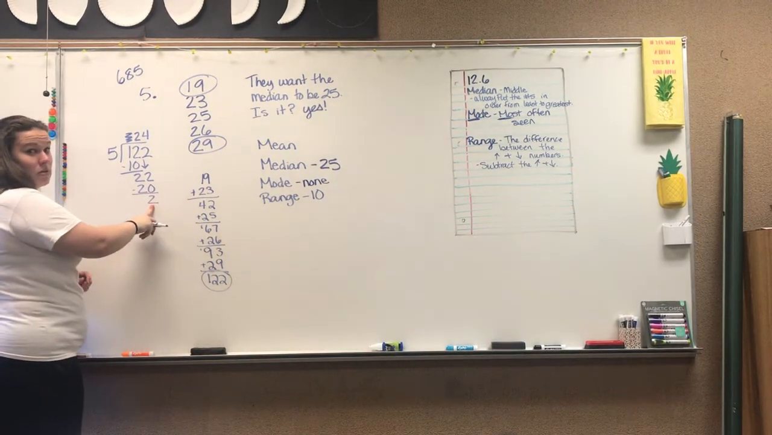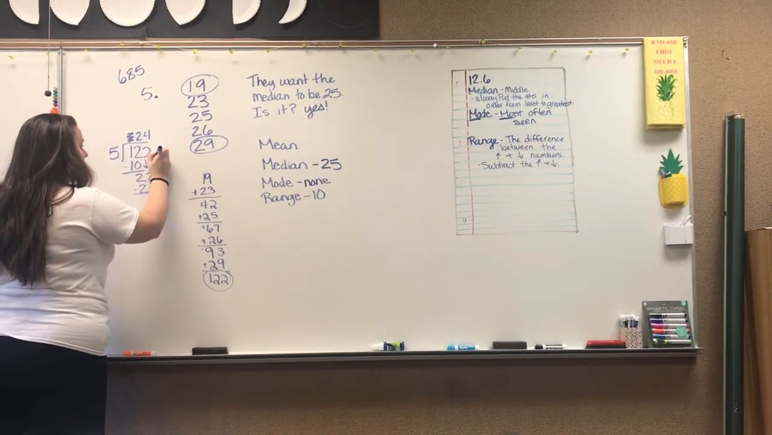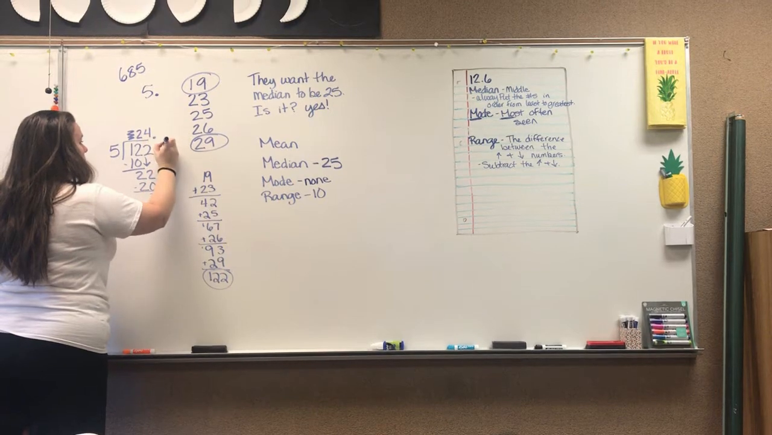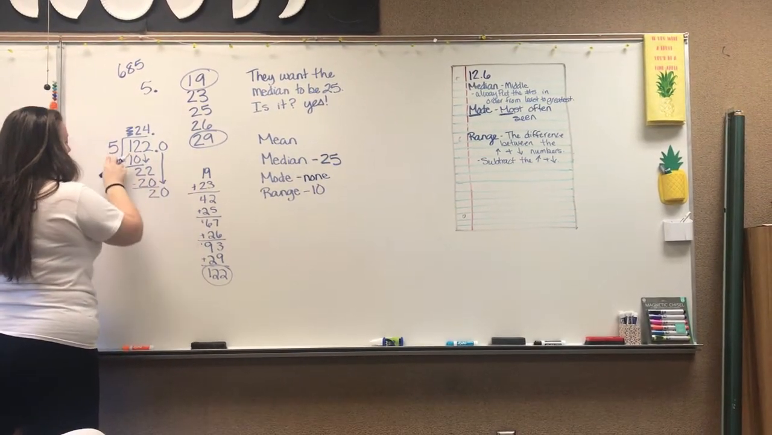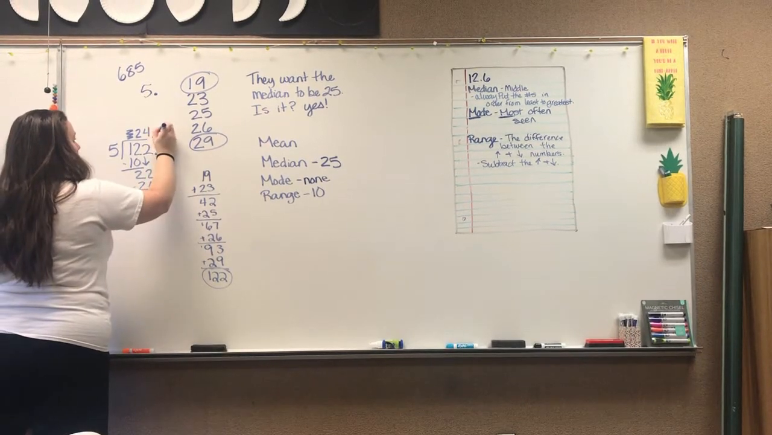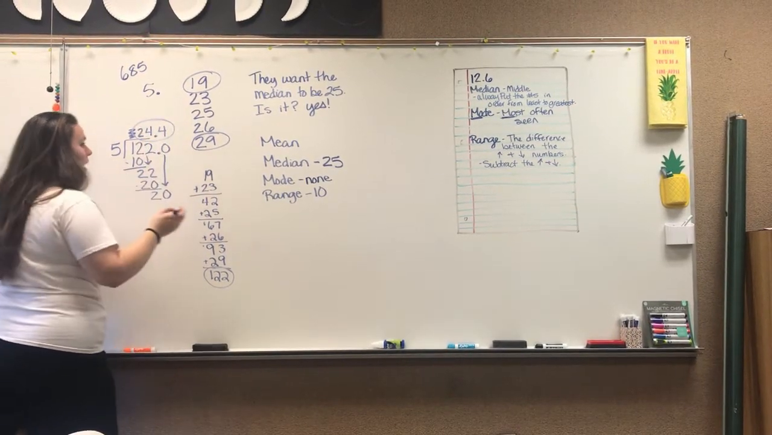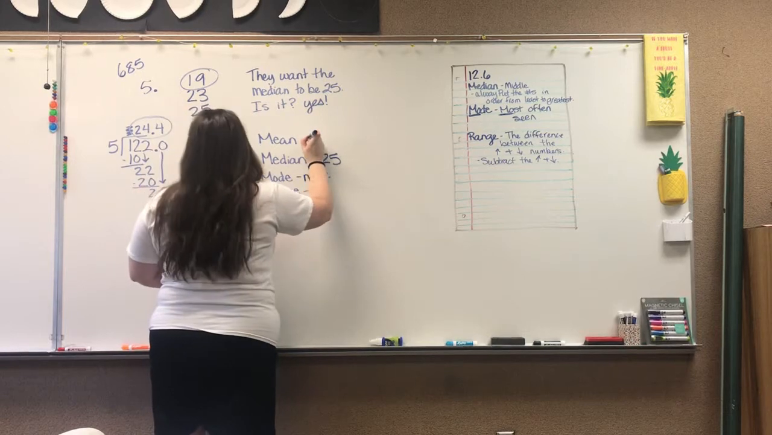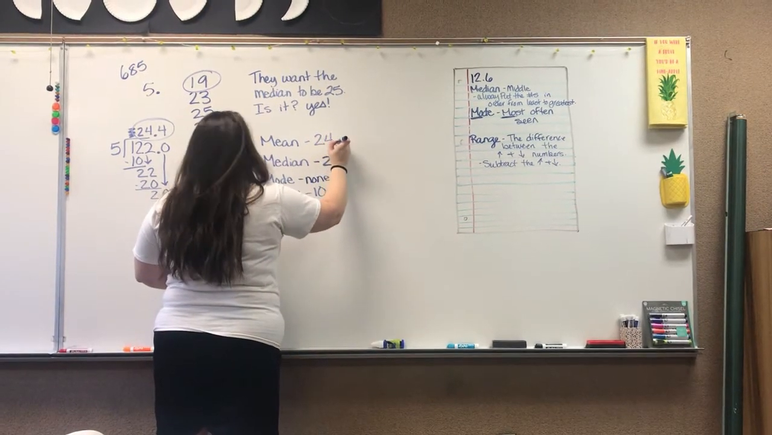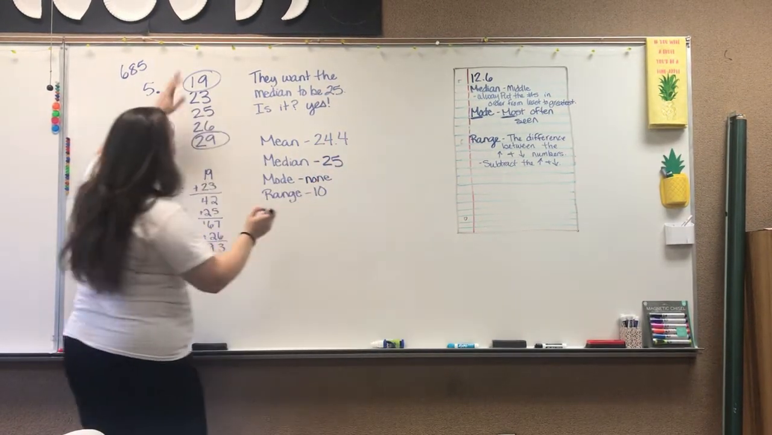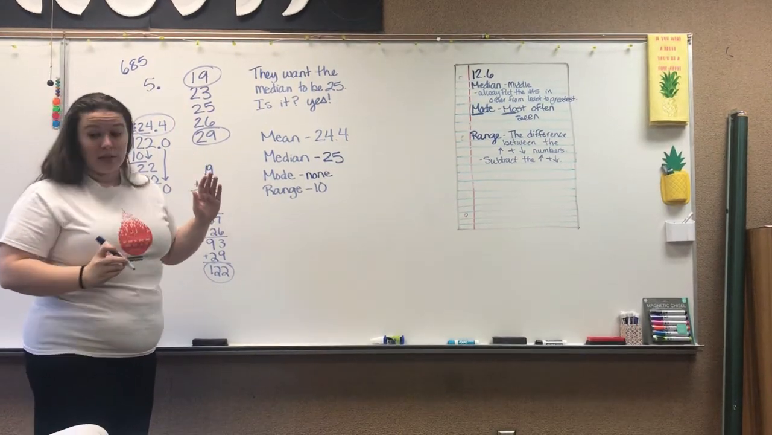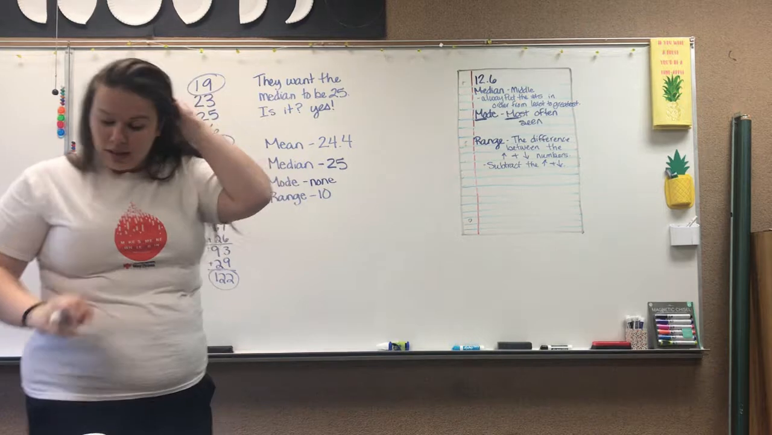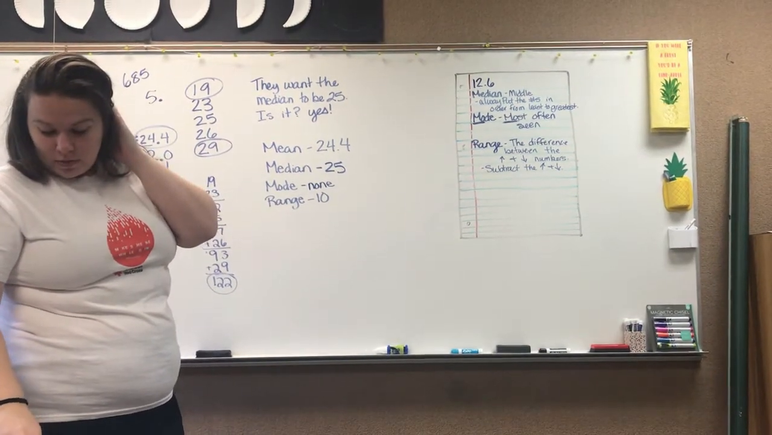I don't like remainders in 6th grade. I have to put a decimal, and a 0. Bring it down. Can 5 fit into 20? 4 times. This is your mean, this is your average for this set of data. Okay, I know it doesn't tell you to do that in the book. Please do it. Let's move on to number 6.